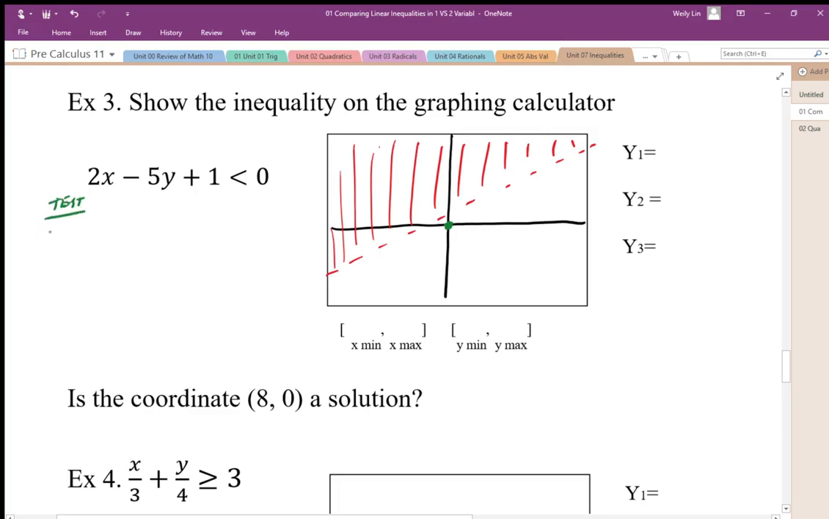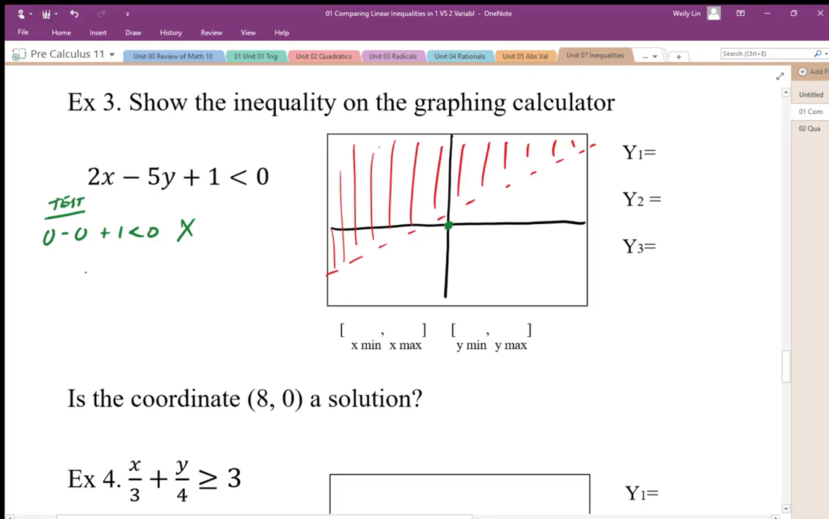I get 0 minus 0 plus 1 is less than 0. That's not true. So that shows me that that coordinate is not part of the solution region, so this portion above must be. Now we could also graph this on a graphing calculator.